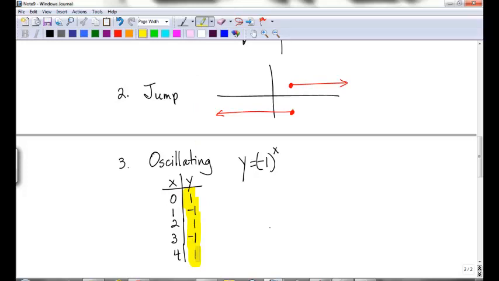Now let's graph that so you can see what it looks like on the calculator. Put in a -1 and raise it to the x power. And I'm going to go zoom 6 to start.